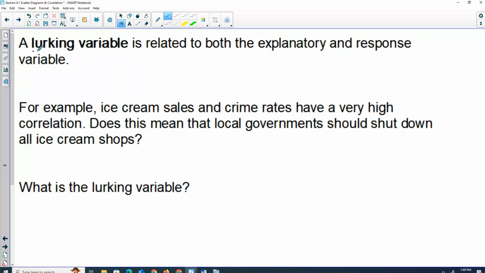We have touched on this idea before. We talked about confounding and things that could confuse us. A lurking variable is something that is related to both the explanatory and response variables that might cause that relationship, but we didn't think about. For example, ice cream sales and crime rates have a very high correlation. So when ice cream sales go up, crime rates go up. Do you think that we should shut down the ice cream shops to help our crime rates? No. What could be a lurking variable that's causing both of those things to increase?